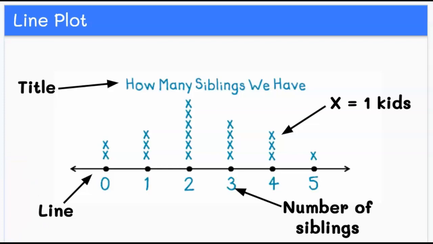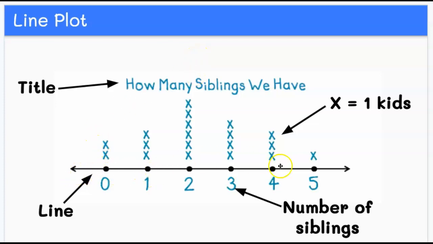So first I want to show you what a line plot is. This is what a line plot looks like. These parts in black aren't normally there. I put those there to show you what each part of the line plot is. Up here it says how many siblings we have, that's the title. So this line plot is showing us how many siblings people have.